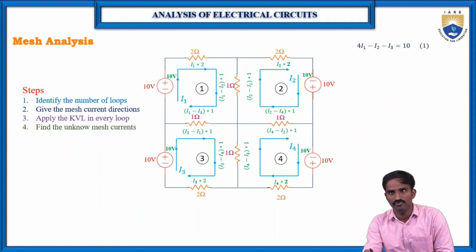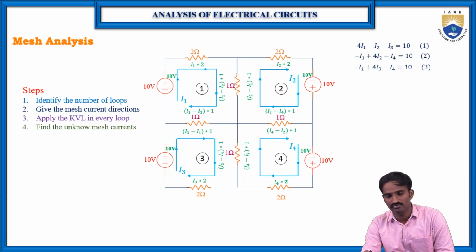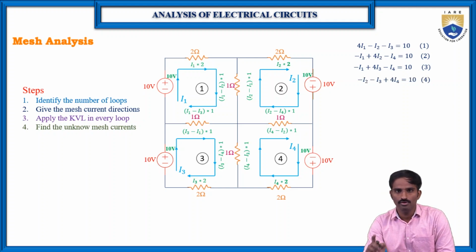By simplifying the first equation, we will get 4I1 minus I2 minus I3 equal to 10, and similarly for the second, third and fourth equations. So here you will have 4 variables I1, I2, I3, I4 and 4 equations. Solve these 4 equations, then you will get the values of I1, I2, I3 and I4.